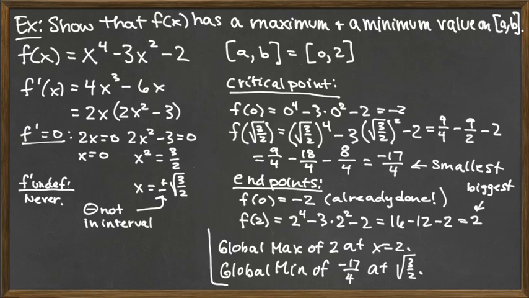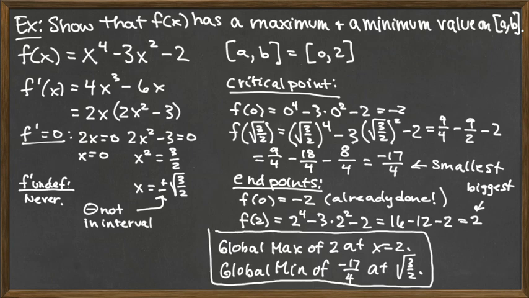Okay. And I'm putting in the extra word global there just to differentiate it from a local max or min. You could also just say the max on this interval and the min on this interval. Having the word global in there drives home the point that this is the biggest and the smallest values that we can get on this interval.